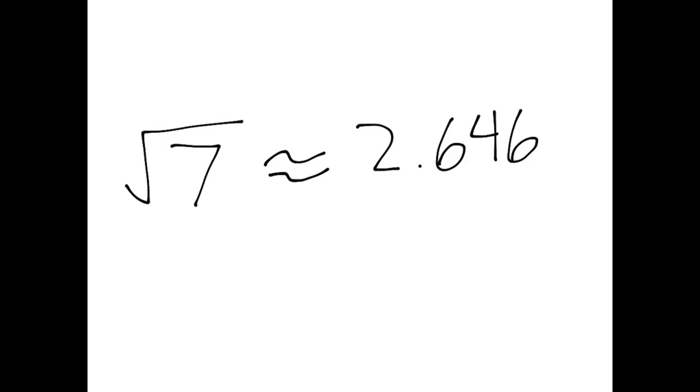Any positive number has a square root, however, some square roots have to be found with the calculator. Let's take 7 for example. We don't know any numbers that can be multiplied twice to make 7, but if we input the square root of 7 on a calculator, the square root of 7 is approximately 2.646.